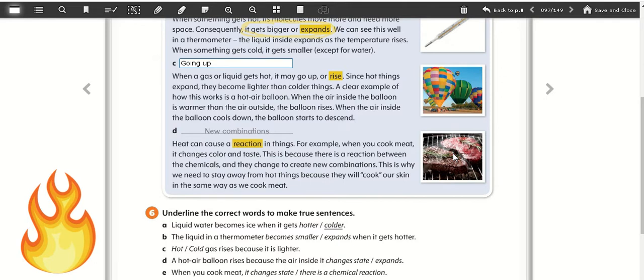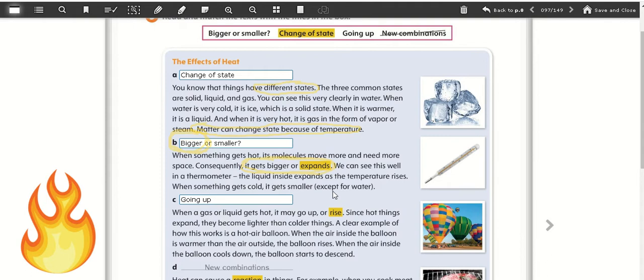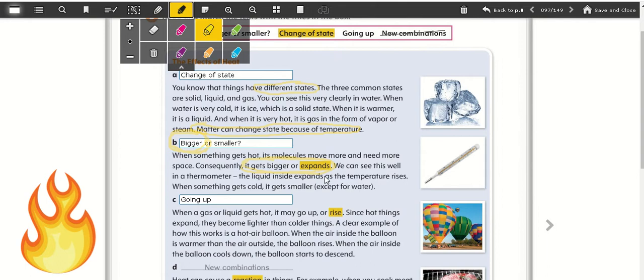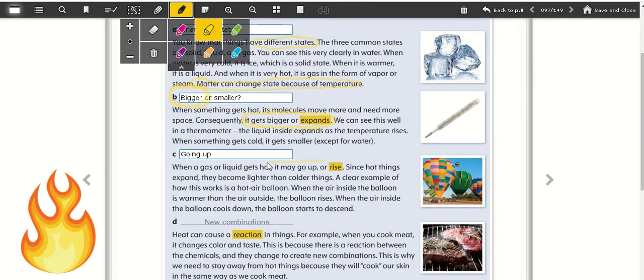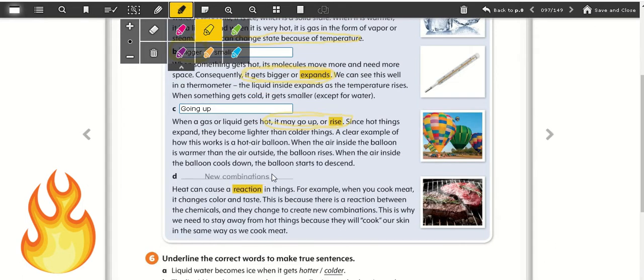So before we go to activity number 6, let's remember all this. Okay, we didn't underline these parts here. We're going to underline them or highlight. This is important here. When we have heat, things go up or they rise. And when we have heat, we have new combinations. Or we can underline this too. We have different reactions also.